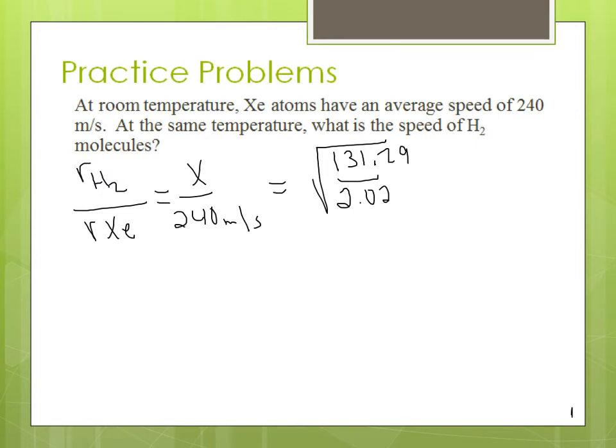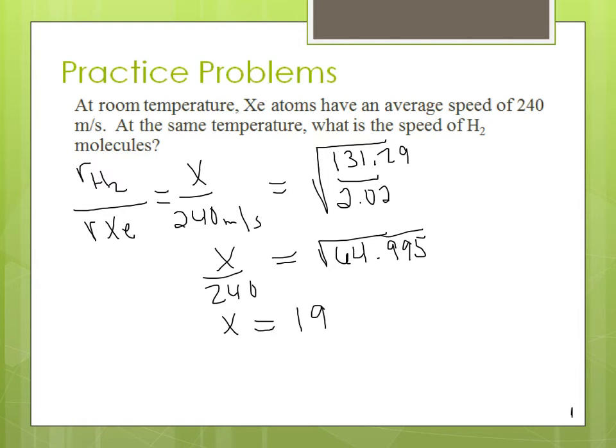So now what we do is we divide 131.29 by 2.02. That gives us approximately 64.995, which is still equal to our x over 240. We want to take the square root of that and multiply it by 240. And that will give us a final answer of about 1,934. But we're going to round it to two significant figures because of the 240, which makes it 1,900 meters per second.